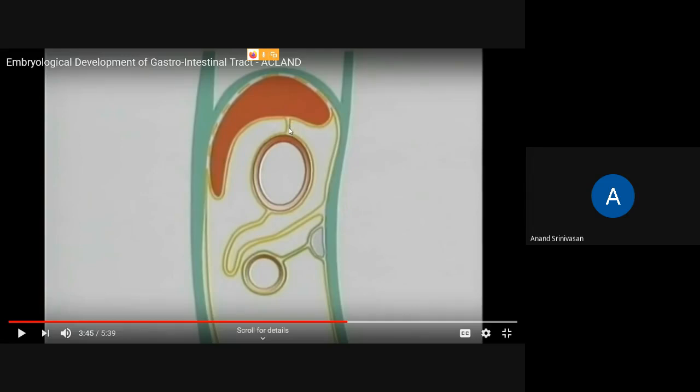This is the lesser omentum. This is the stomach. This is the greater omentum, the dorsal mesentery, and here it is called the greater omentum. The greater omentum is going back to the posterior abdominal wall. This is the pancreas. And this is the mesocolon. This is the transverse colon.